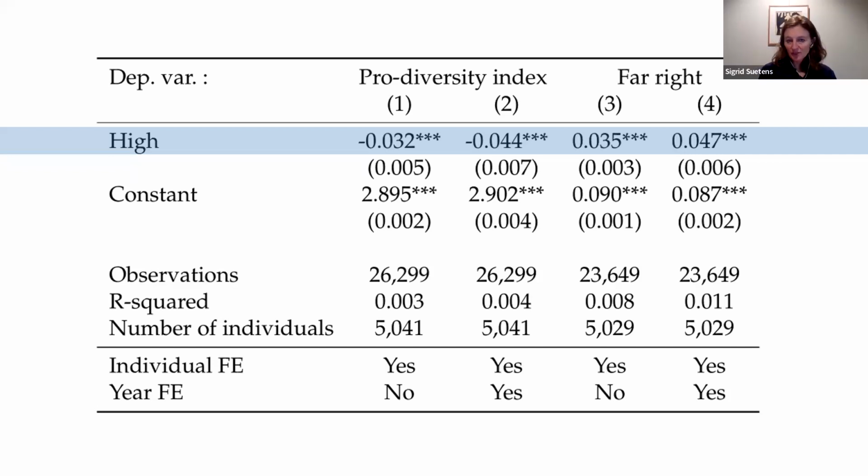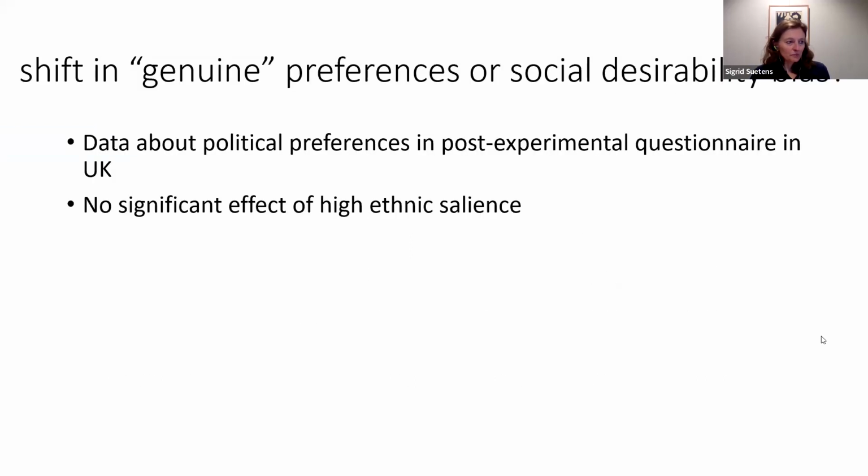So more positive is pro-diversity, and lower is against ethnic diversity. As you see here, there's a negative effect of high ethnic salience on the pro-diversity index and a positive effect on voting for the far right. So if anything, the attitudes and the feelings of people towards people with a minority background have gone in the other direction than what we observed in the experiment. So that's one thing.